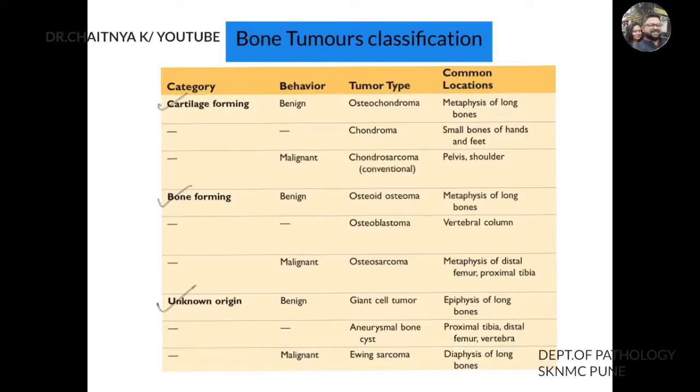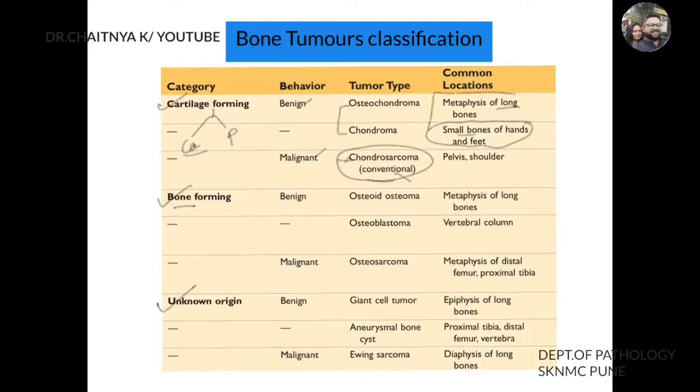Out of this, cartilage forming means cartilage forming in the small bones of hands and feet, whereas bone forming is not seen mostly in the small bones. Coming to the benign and malignancy of the cartilage forming tumors: osteochondroma, chondroma and chondrosarcoma. Chondrosarcoma is conventional. There are various histological types which I am not going to detail. How to remember this: cartilage forming tumors are either in the periphery or in the central line, that is your long bones and the other small bones and hand bones.